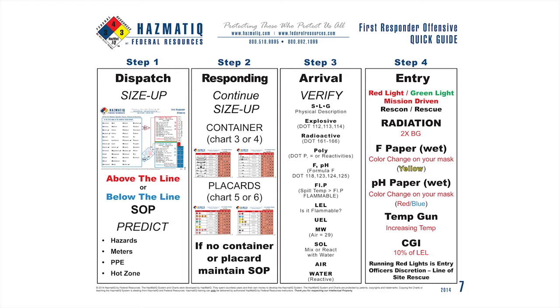Next, is it radioactive? Our chart said that there shouldn't be a radioactive product in here. We're going to verify it again by looking at the guide number. Things that are radioactive will have guide numbers 161 through 166. So guide number 115, I'll cross off the radioactive hazard.